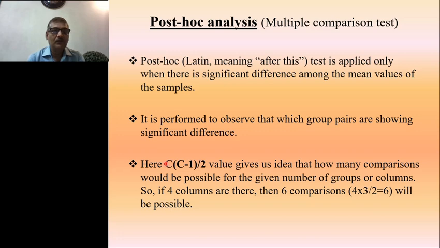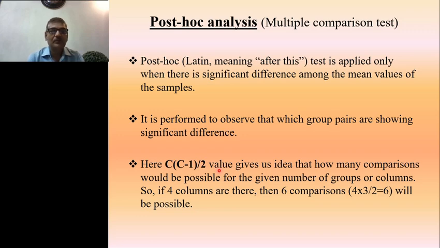So if you have 4 columns, then 4 into 4 minus 1, that is 3. It means it will come 12, divided by 2, that will be equal to 6. It means 6 total comparisons will be possible. So this way we can know how many comparisons.